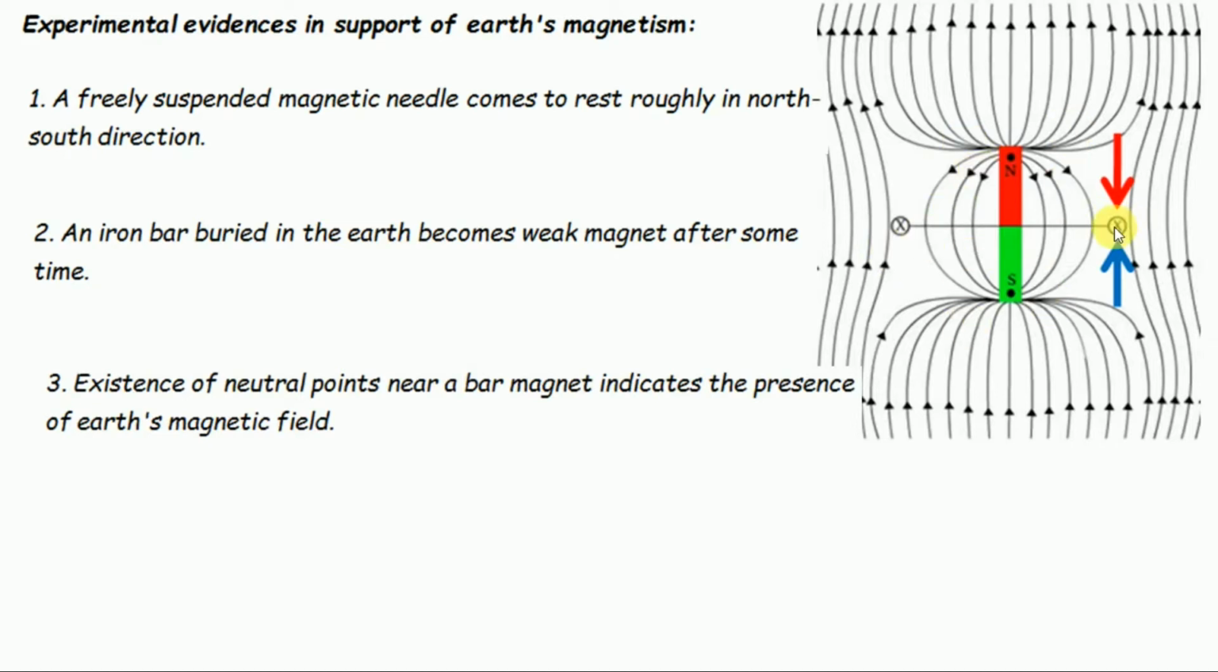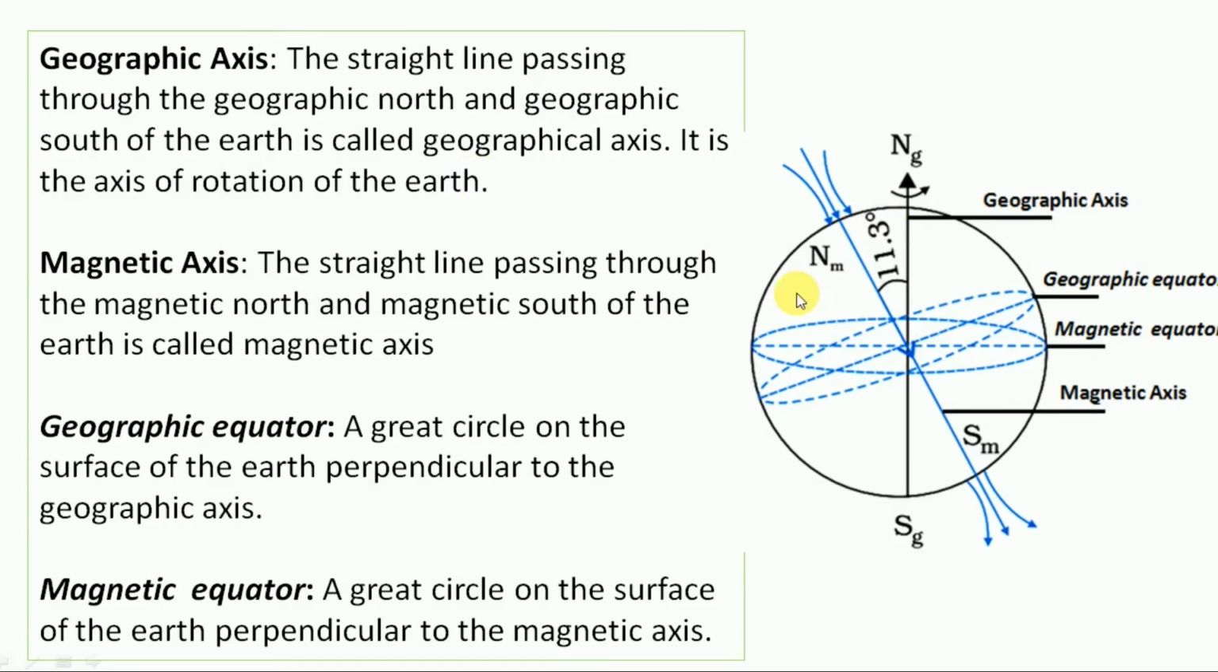And the existence of a neutral point. If you keep a bar magnet, you will find a point where there is no magnetic field. This happens due to the magnetic field of the earth, because out here you can see the magnetic field due to the bar magnet is in the downward direction. So at this point it should not vanish, but the magnetic field of the earth, which is going in the upward direction, will cancel it, and at this point we get the magnetic field to be 0. The presence of a neutral point also proves the existence of the magnetic field of the earth.